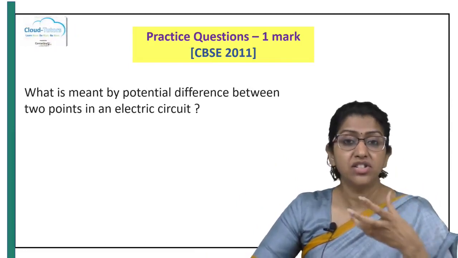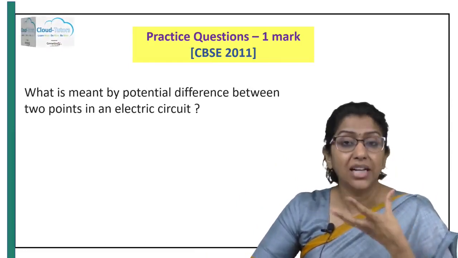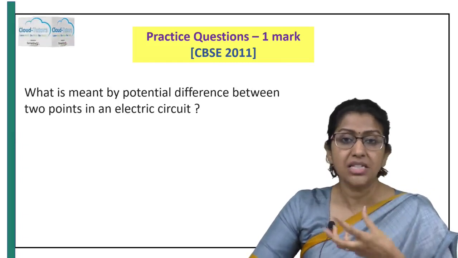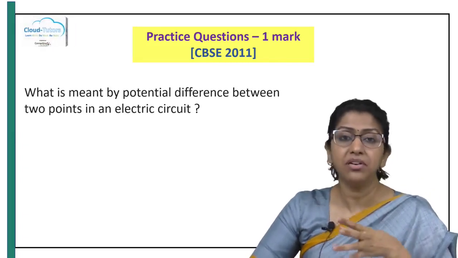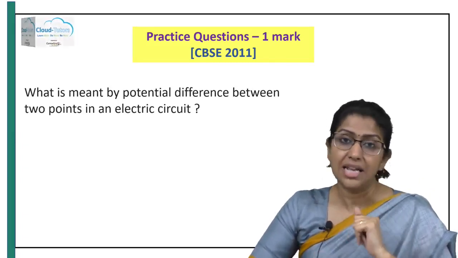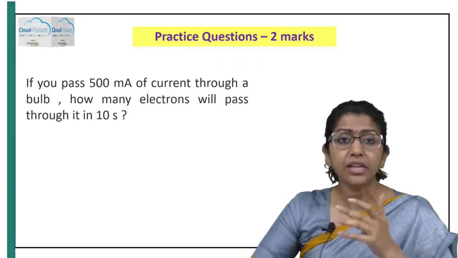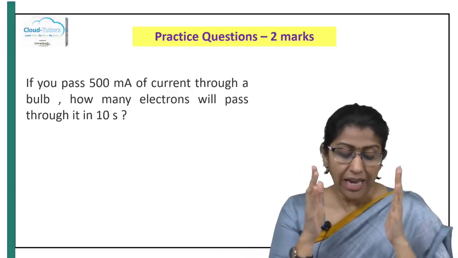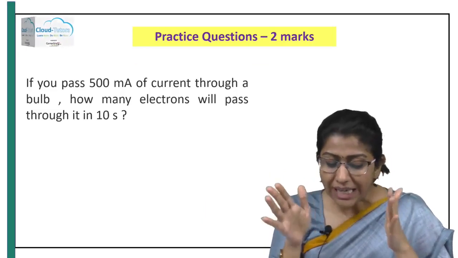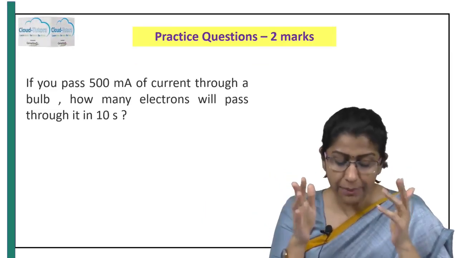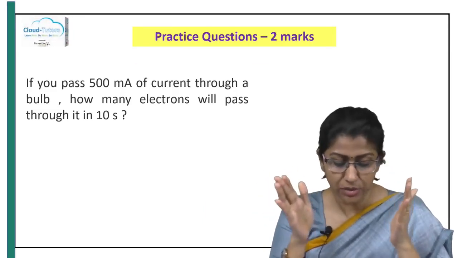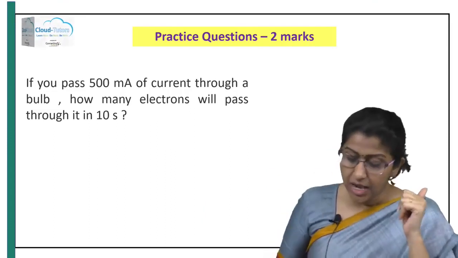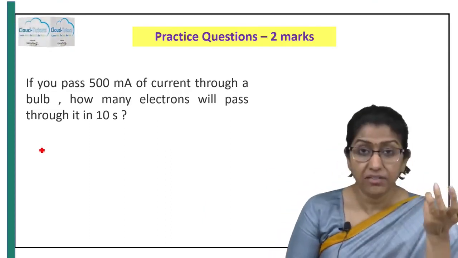Please write your definitions with the keywords. Do not forget your keywords, which are very, very important when you write your examinations. Okay. Next one. If you pass 500 milliamperes of current through a bulb, how many electrons will pass through it in 10 seconds? Now, let's see what have they given us.